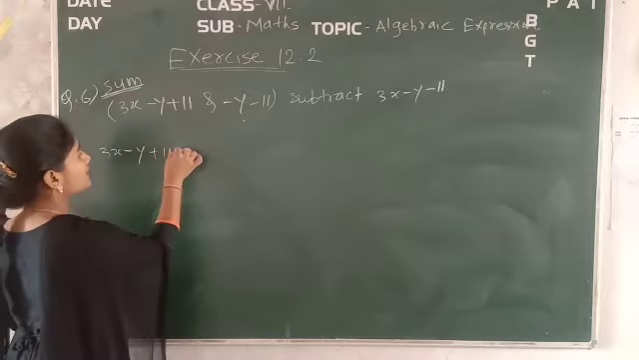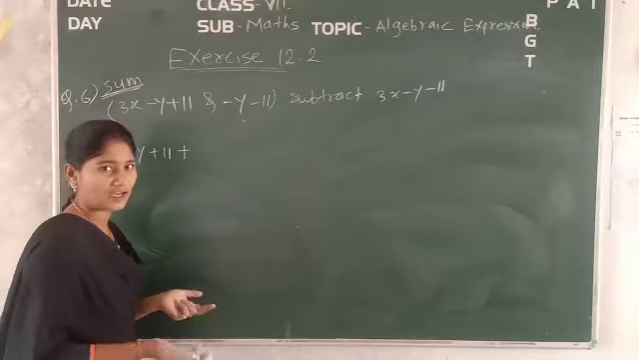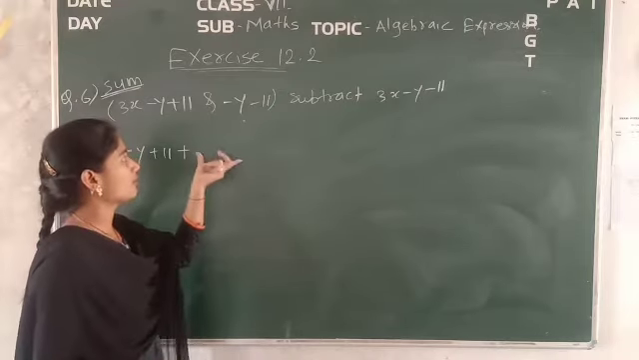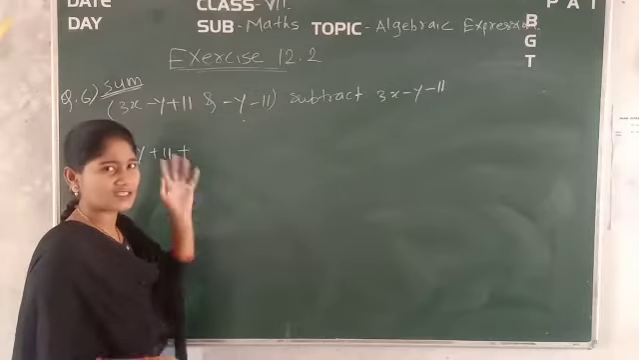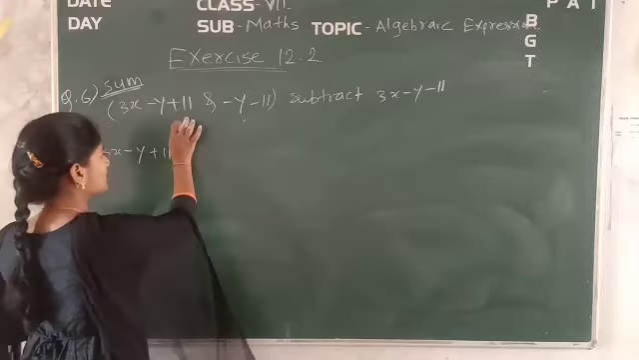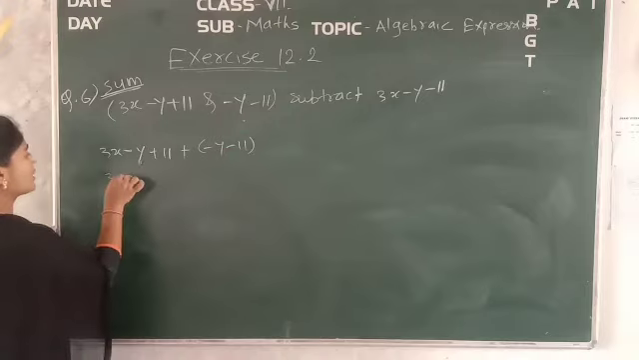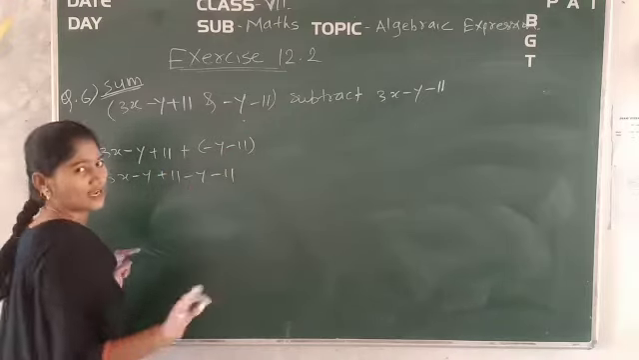Sum means plus we have to do. So for the plus, you can also write down the bracket for the second term or no need to write it. But if minus will be there, you have to keep the bracket for the second term. So plus into this whole bracket will be as it is. Plus will not affect anything, but minus will affect more. So 3x minus 5y plus 11, plus into whole bracket minus 5y minus 11 as it is.